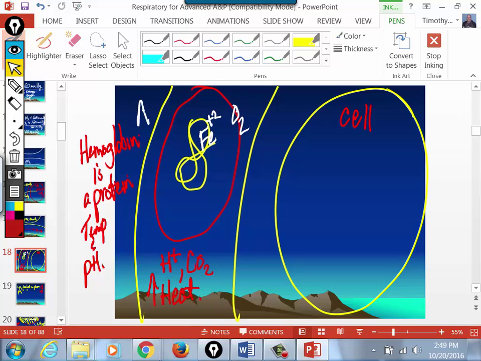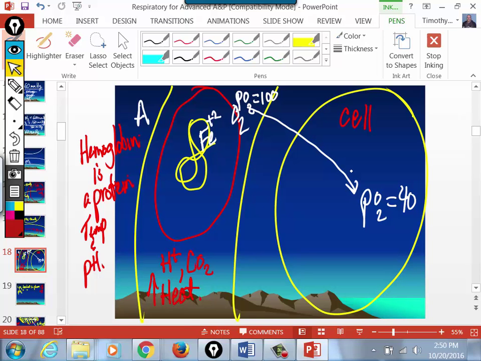So let's look at the arterial end of the capillary. And let's look at the Po2 of arterial blood. The Po2 of arterial blood is 100, right? What is the Po2 inside a cell? Don't say it. I'll tell you. It's 40. So by pressure, oxygen is going to leave the plasma of the blood and go into the cell.